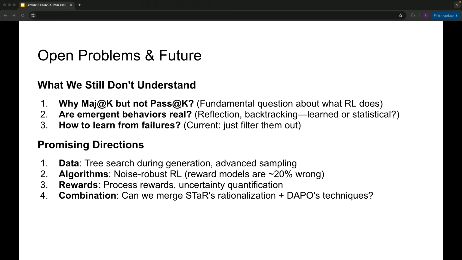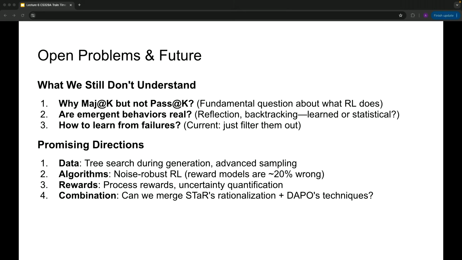A second question is that we do see in the reasoning chains things like backtracking, or the model is able to self-evaluate and self-correct. We did show those examples early on, but are those behaviors real? Are these reasoning behaviors emerging, or were they already present and they're basically becoming statistically more prevalent? And then a third point is that right now we don't really have very good techniques to learn from failures.